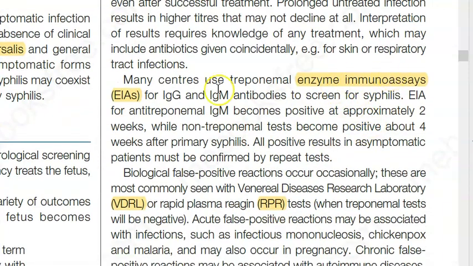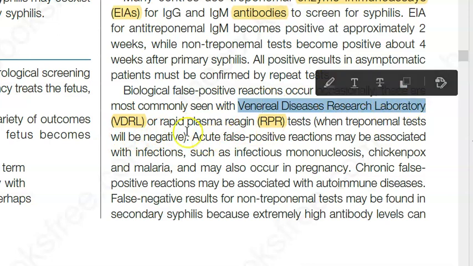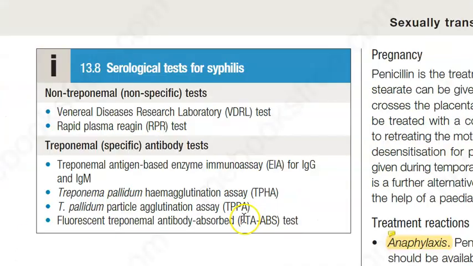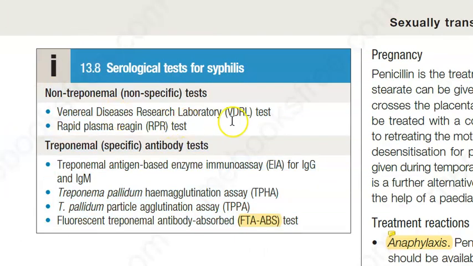Also, you can do enzyme immunoassay. Okay, you can detect the antibodies in enzyme immunoassay. You can do VDRL, that is Venereal Disease Research Laboratory test, right? VDRL test. You can do rapid plasma reagin test. Okay. So all these are very important, guys, these names. Then you have FTA-ABS also you can do, right? So guys, there are some non-treponemal tests which are not specific. In that VDRL will come.